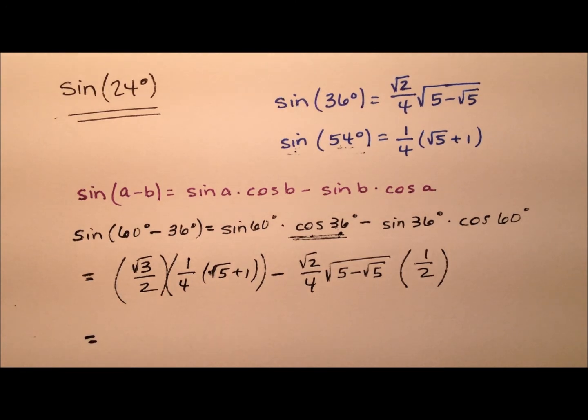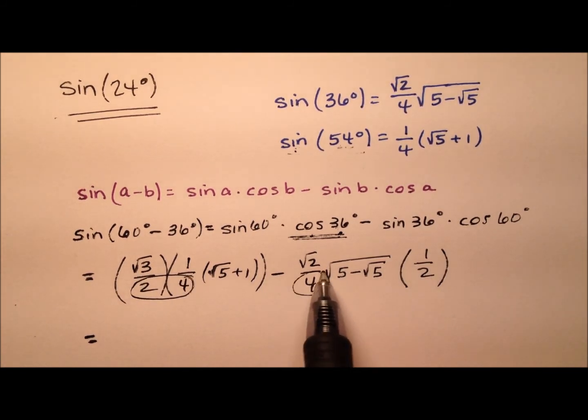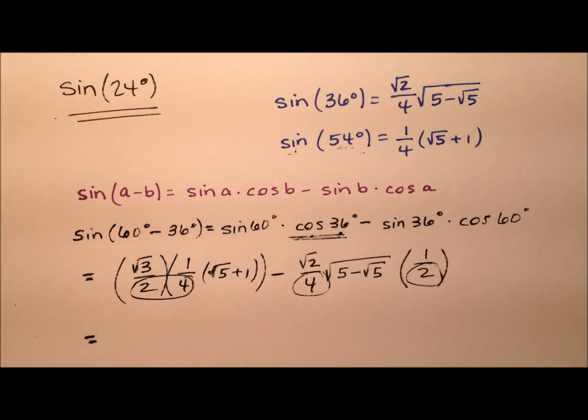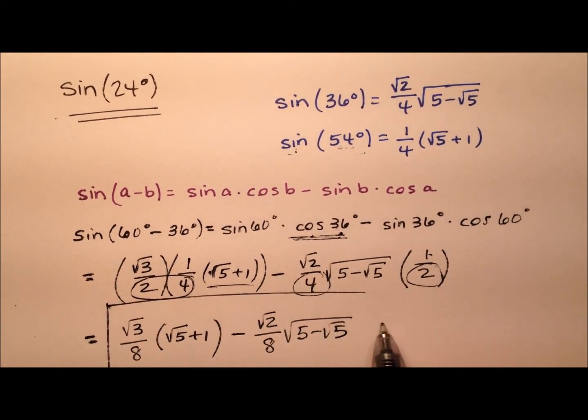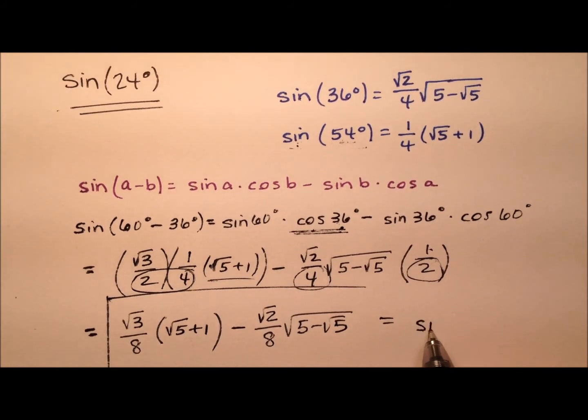Okay, so now it's just a matter of simplifying this as best we can. So I noticed that we have denominators being multiplied here and also here, and they both end up being 8. So over here, we're going to have the square root of 3 over 8, and then times this quantity, the square root of 5 plus 1, and then minus, then it looks like we have the square root of 2 over 8, and then times this radical expression here. Okay, that's about as good as we can simplify that, and that's going to be the sine of 24 degrees.